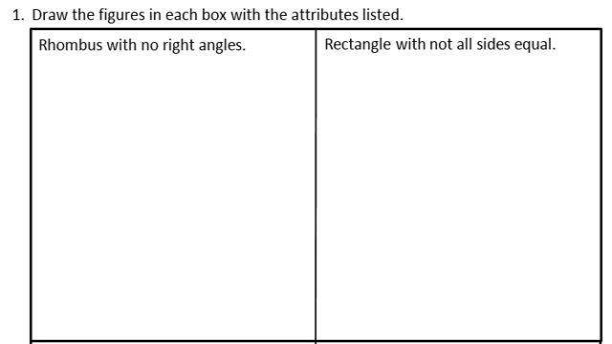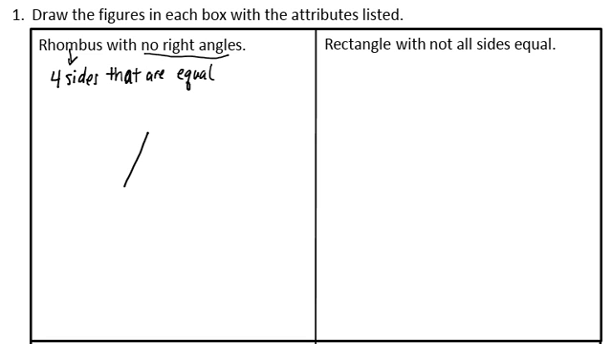The first one asks us to draw a rhombus with no right angles. Well, first thing we need to know about the rhombus is that it has 4 sides and all the sides are equal. So there are lots of different ways we could draw a rhombus, but the directions say to draw it so that there are no right angles.